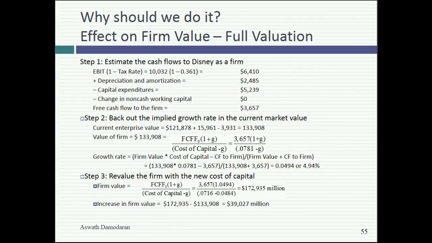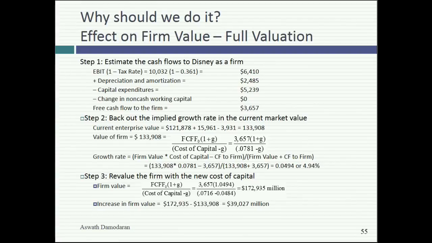So I've got to take that 65 basis point drop in the cost of capital and make it real money. So here's the way I'm going to do it. I took the cash flows for Disney as a company right now. You know how we computed cash flow for a project? We took the after-tax operating income, you subtract out net capex and change in working capital. The cash flow for Disney as a company right now is about $3.657 billion. So that's our existing cash flow.